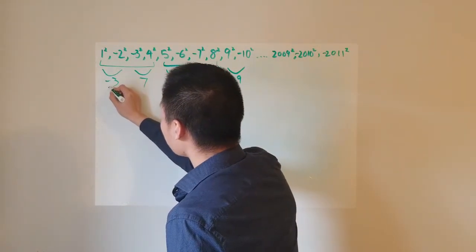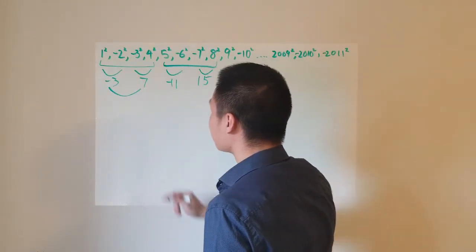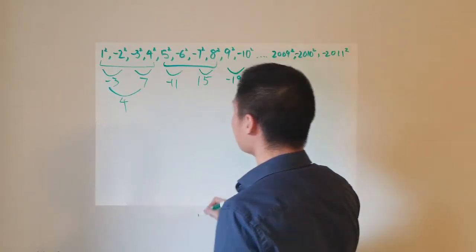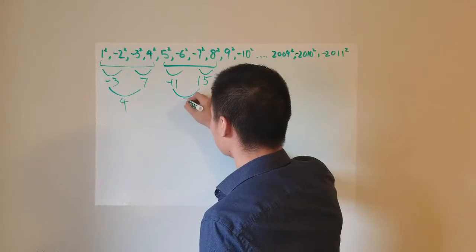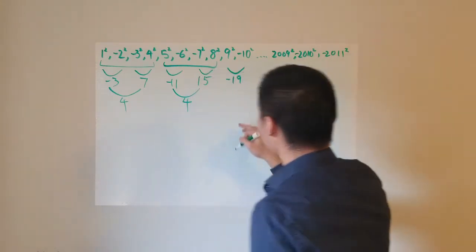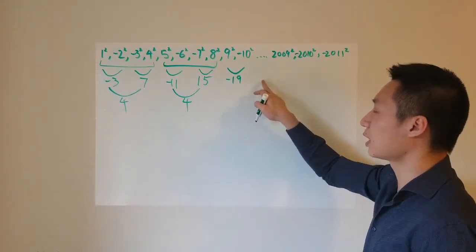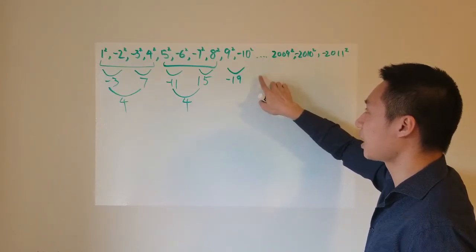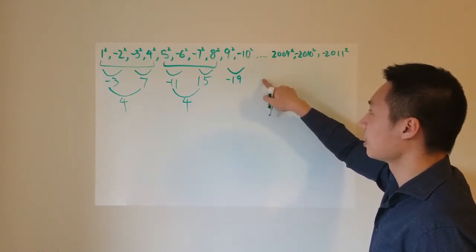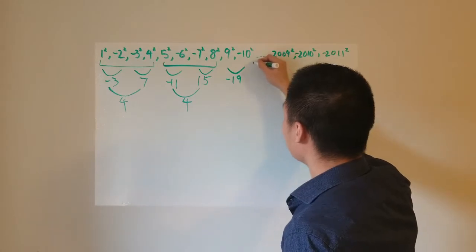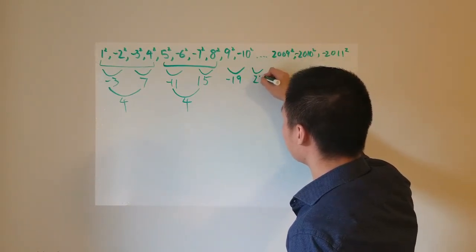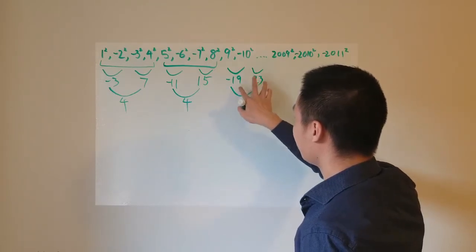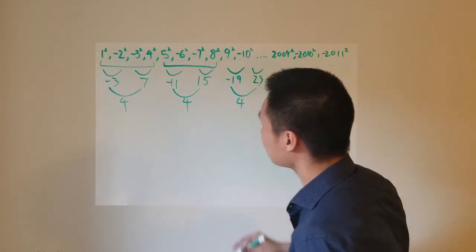So negative 3 and 7, we can pair these two together. This is positive 4. If you pair negative 11 and positive 15 together, this is also positive 4. And if you calculate the next paired sum after 9 and 10, you'll see that this would actually be positive 23. So if you pair -19 and 23 together, that's also 4.